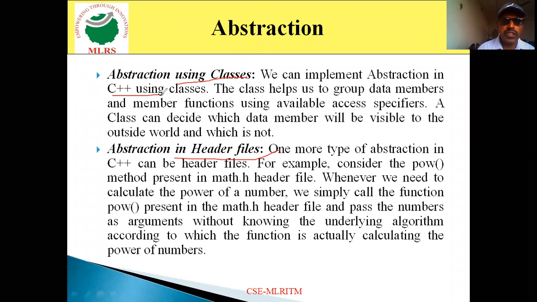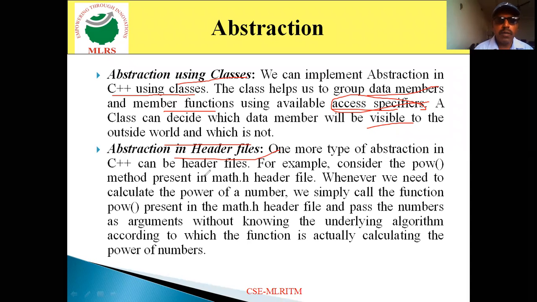Abstraction using classes indicates using classes in C++. Here we are grouping data members and data functions together with access specifiers. When you specify the access specifiers, they decide whether the data is visible to the outside world or not. If you make the access specifier private, the data will not be visible to the outside world. If you make it public, the data will be visible to the outside world. So likewise, you are specifying the abstraction by specifying the access specifiers in a class.